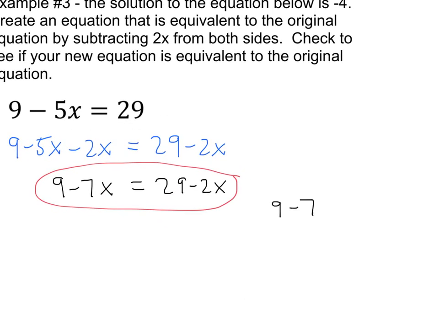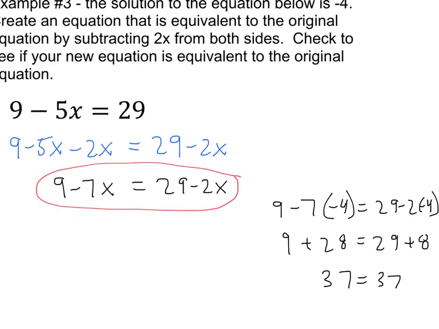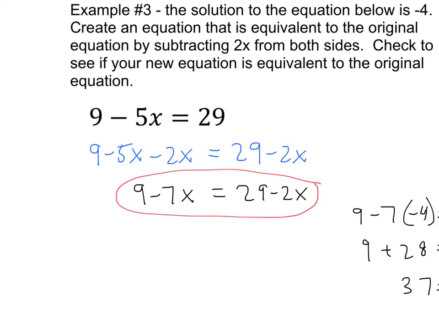9 minus 7 times negative 4 equals 29 minus 2 times negative 4. Okay, so this is 9 plus 28 equals, this is 29 plus 8. This would be 37, and this side would also be 37. It's true. Okay, so negative 4 makes this equation true. Negative 4 would have made the original equation true, because negative 4 is a solution to both, because both of these are equivalent equations.